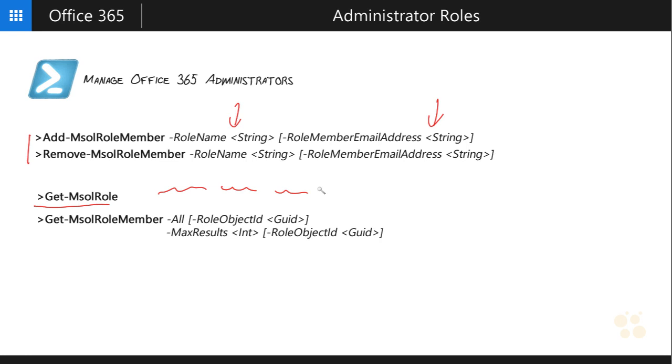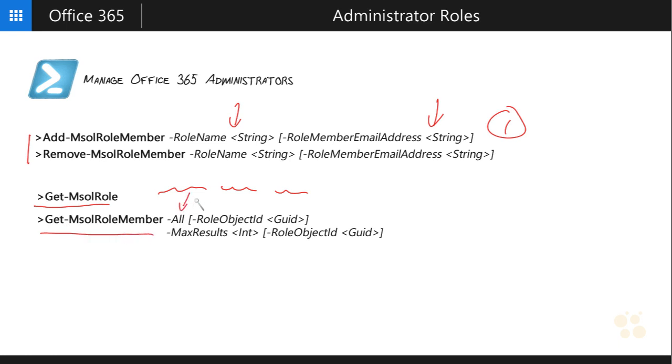One important thing to note here, the role member email address can only be one single email address. You cannot add a list of email addresses, comma separated or otherwise, in this parameter. So you're executing this command one user at a time when you want to add and remove members from a role.